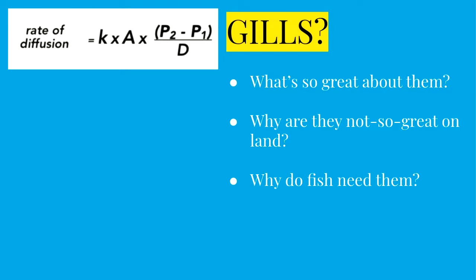What's different about water compared to air? What's the point of breathing? What are we trying to get into our bodies? Oxygen. Yeah, oxygen. So let's think of water compared to air. There's more oxygen in air than water. Yeah, exactly. So this difference in partial pressures is going to be smaller. The point of gills is to maximize this surface area, this A, because the delta P, the P2 minus P1, is going to be smaller, because the partial pressure of oxygen is lower in water. Yeah, perfect.